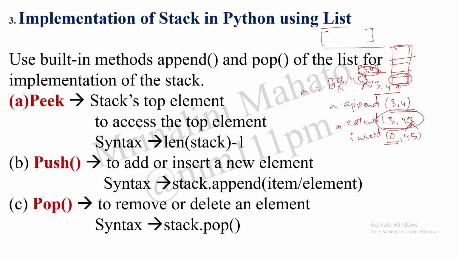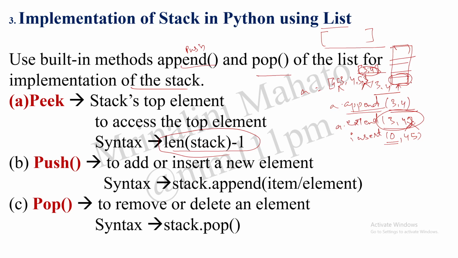So that is why we are using the append function whenever we want to add an element, the push function. Okay, so use built-in methods: append to add the elements and pop to delete the element of the list for implementation of the stack. Yes, the stack's top element is called peek. Then how will you get it?